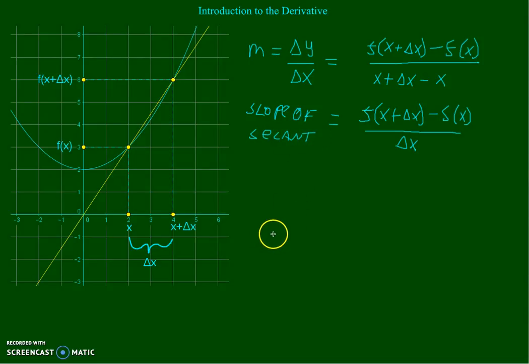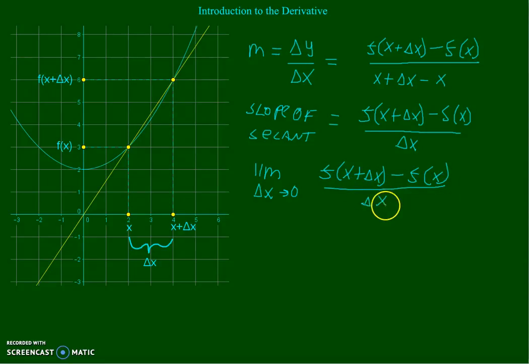Okay. Now, if we want to determine the slope of the tangent line, we've got to bring this delta x value down to 0. Now, through your investigations of limits, that is the very heart of the limit process. So, in fact, what we're looking for, if we want to find the slope of the tangent line, we've got to take the limit of this expression as delta x approaches 0. So, the limit as delta x approaches 0 of f of x plus delta x minus f of x over delta x.